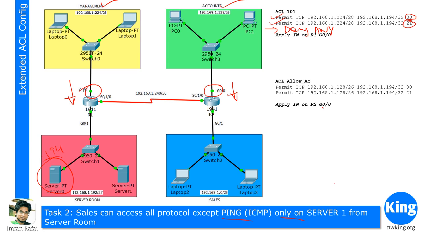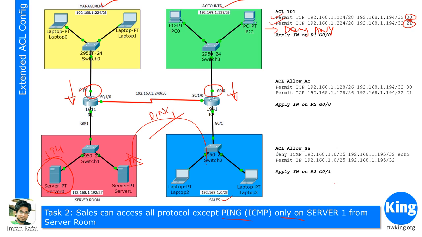Next, it says sales can access all protocol except ping only on server 1 from server room. That means to say this whole network of sales can only access server 1, but it can do everything. It can do HTTP, SSH, whatever you want, except for ping. It can't do ping. So we need to do that command.